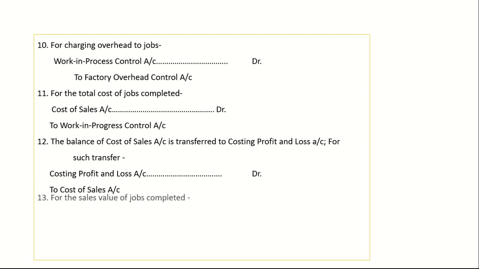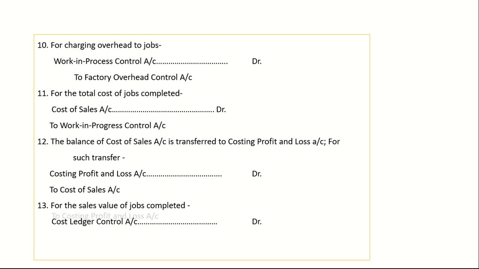13. For the sales value of jobs completed. Cost ledger control account, debit. To costing profit and loss account.